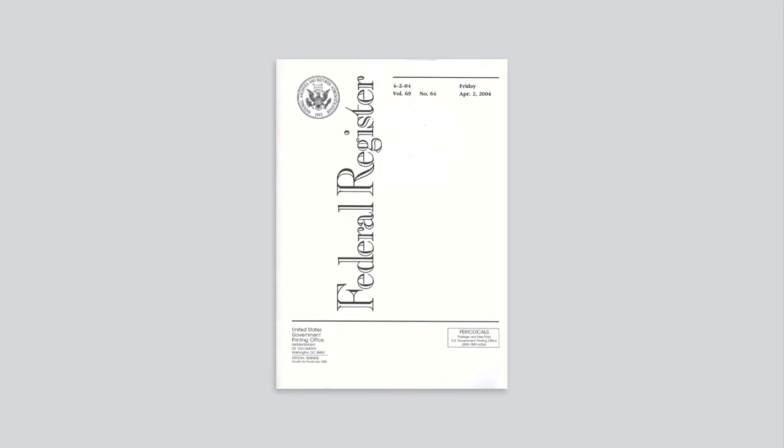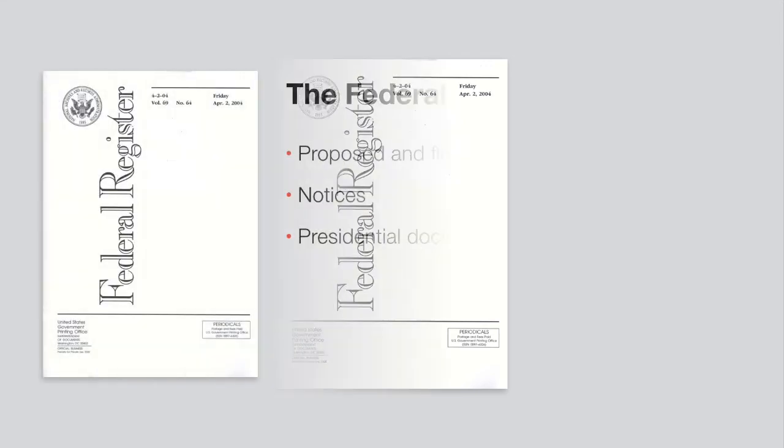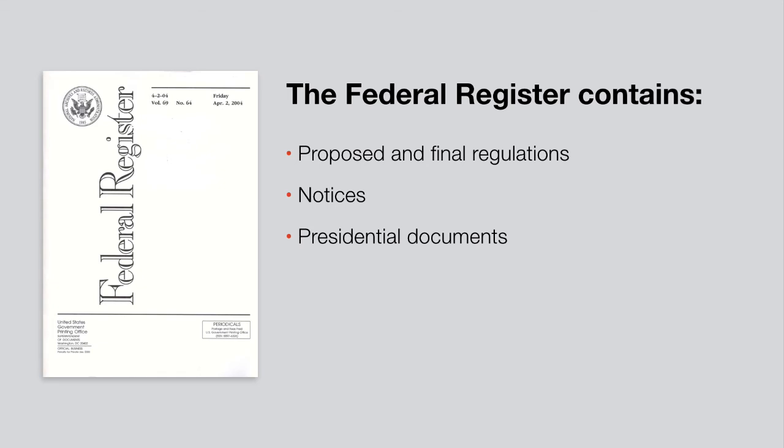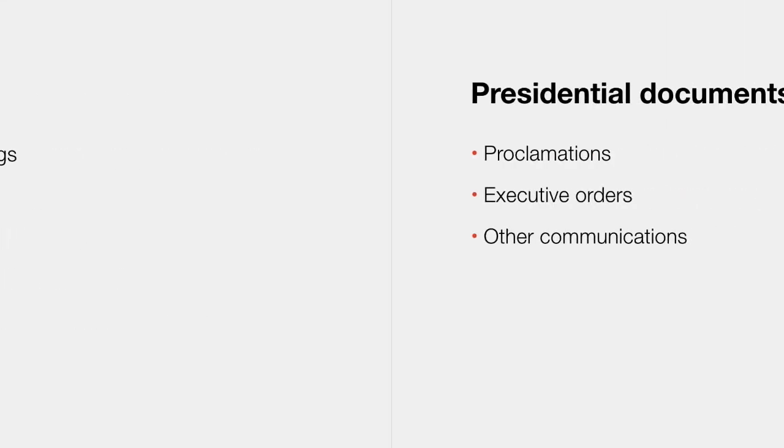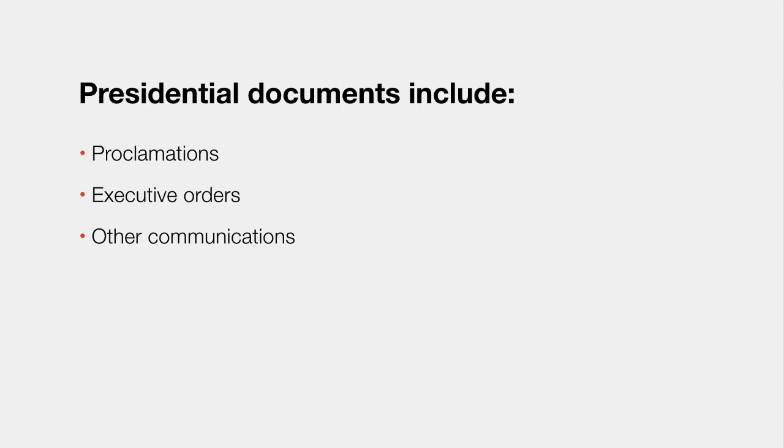The Federal Register is a daily publication of the federal government and functions primarily to provide a place for agencies to officially publish their proposed and final regulations. In addition to proposed and final regulations, the Federal Register also includes notices and presidential documents. Notices are non-rulemaking documents. Notices can include announcements of public meetings, hearings, investigations, grants and funding, and environmental impact statements. Presidential documents include proclamations, executive orders, and other communications. The most significant presidential document is the executive order. Presidents issue executive orders to clarify or enforce existing law, or set government policy.